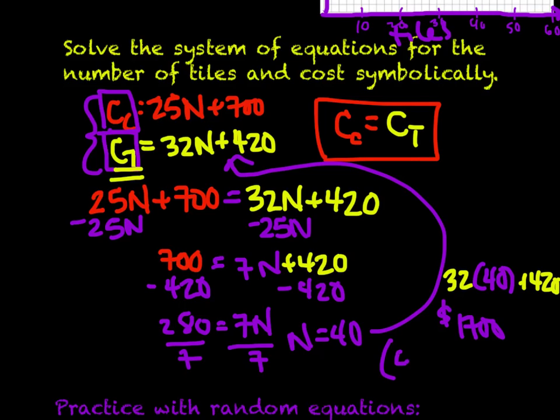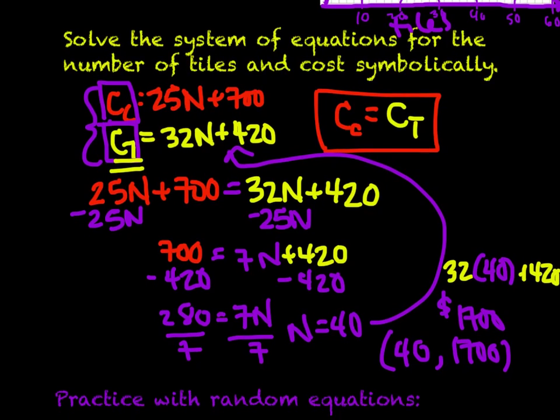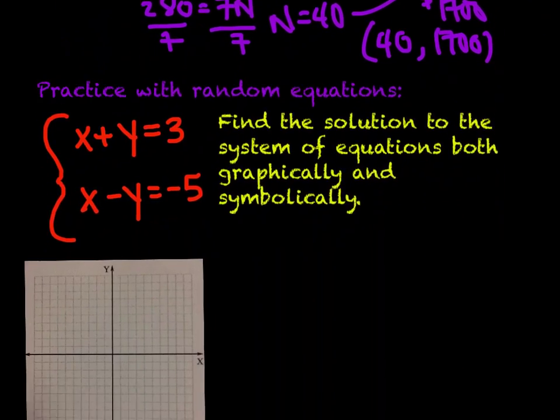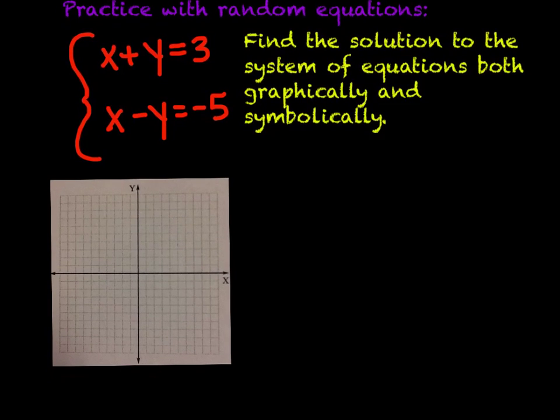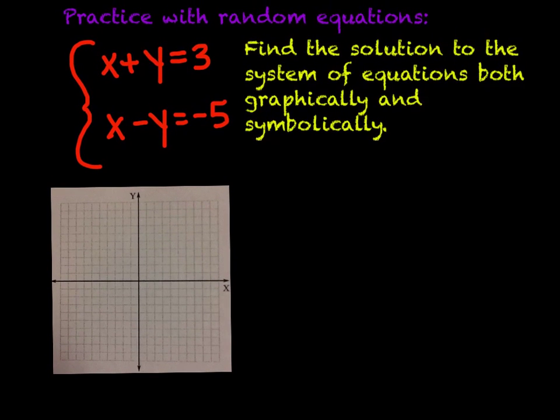Awesome, I found our corresponding point, and that's pretty sweet. So we're going to take this concept of figuring out something symbolically versus graphically with a very general set of equations. Practice with these random equations. We have x plus y is equal to 3 and x minus y is equal to negative 5. This is a question in your investigation for part C or D.